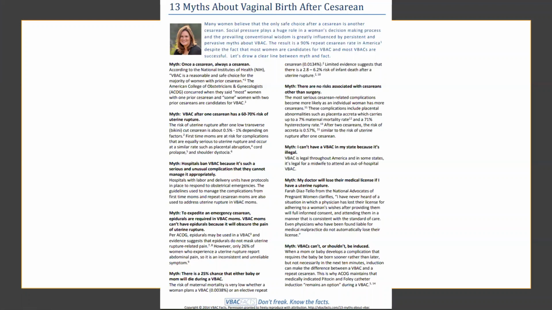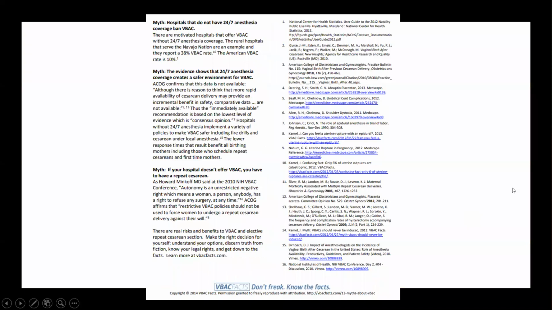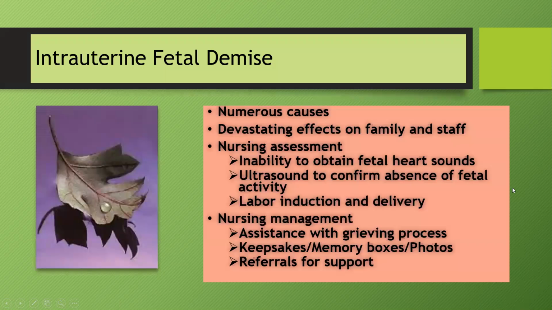And then the next couple of slides, the last thing I want to talk about is our intrauterine fetal demise. This is a part of our labor and birth that we don't spend a lot of time talking about as nurses, but this is one of the potential issues. There are numerous causes for babies that die, perish before they're born. We don't always know. Sometimes there's cord accidents, sometimes there's anomalies, sometimes it's placental abruption, like we mentioned, placenta previa.